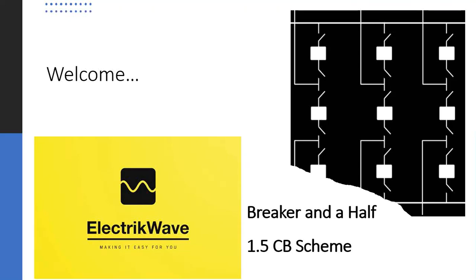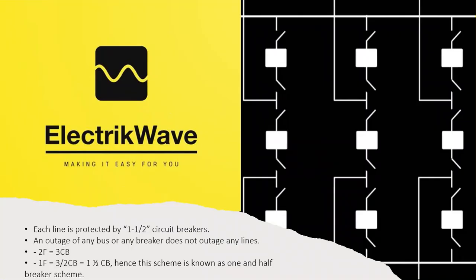Welcome. Let's understand breaker and a half scheme, or 1.5 CB scheme. In this scheme, 3 circuit breakers are used for controlling 2 circuits as shown in figure. Each line is protected by 1.5 circuit breakers, hence this scheme is known as 1.5 breaker scheme. An outage of any bus or any breaker does not outage any lines.